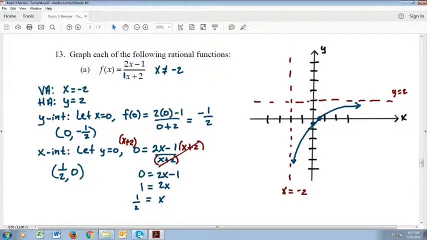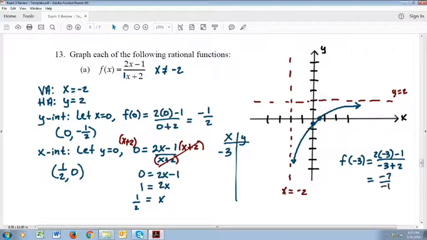So let's go ahead and find a couple other points. We need some points on the other side of the vertical asymptote. So maybe when x is negative 3. So let's go ahead and plug that in. You get 2 times negative 3 minus 1 over negative 3 plus 2. We'll get negative 7 over negative 1, which is 7. So when x is negative 3, y is 7. Let's go ahead and put that point on the graph.